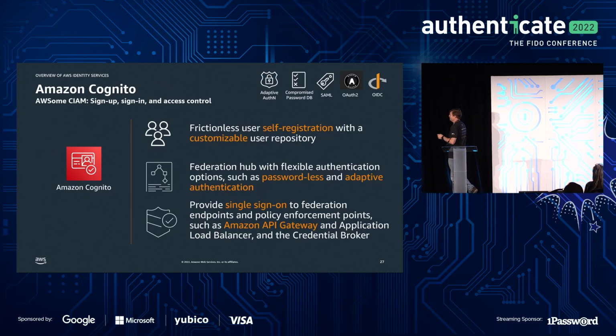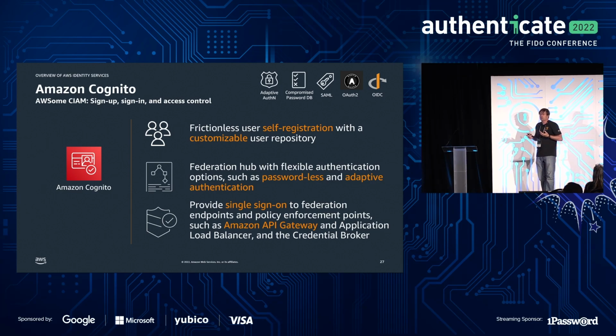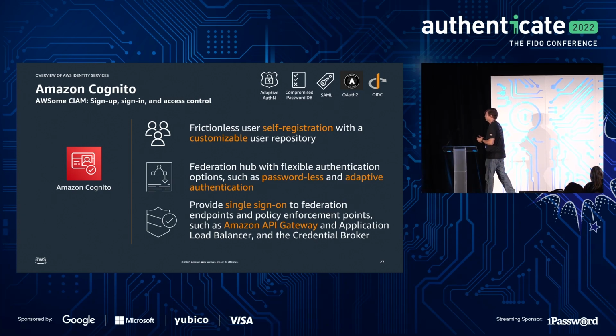So with Cognito, our AWS Consumer Identity Access Management application, or as I like to say, awesome SIAM, it's sign up, sign in, and access control for your customers. What this gives you is a frictionless self-registration and customizable user repository. So you can customize how your user repository is set up, what attributes you're going to keep, and whether you want to put additional controls around that. As you come in, you can customize all parts of it.